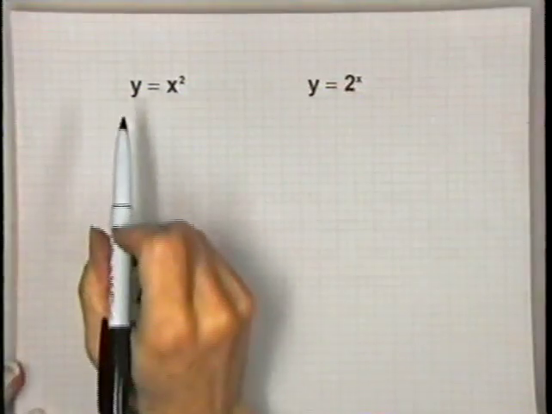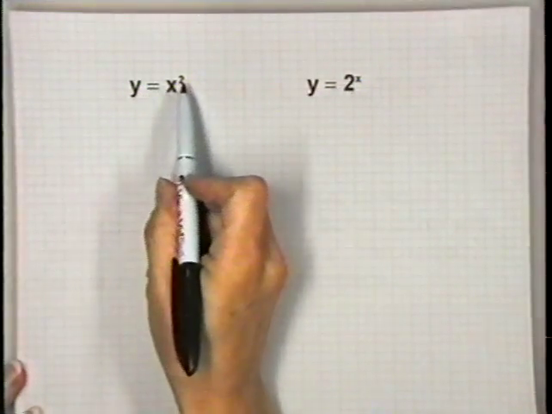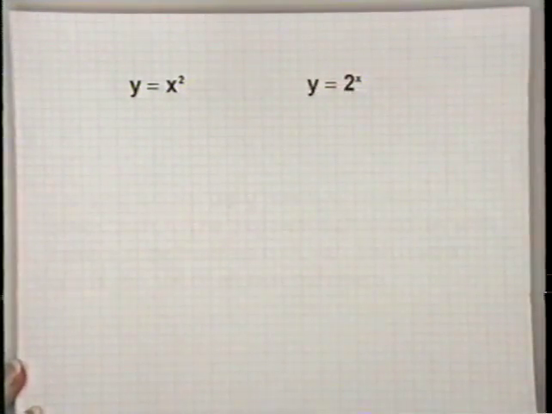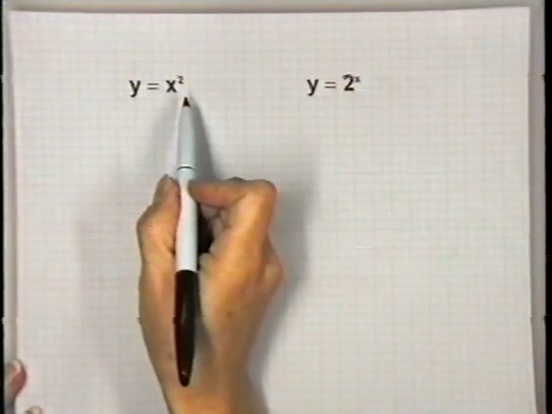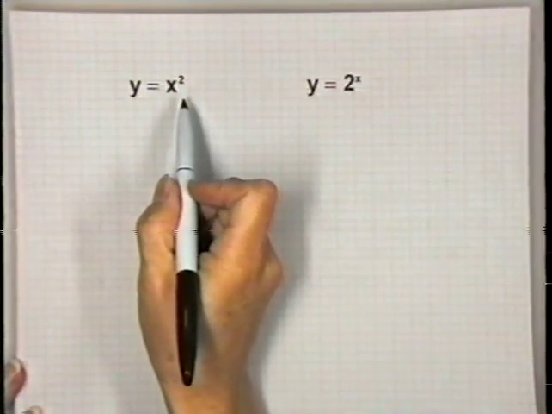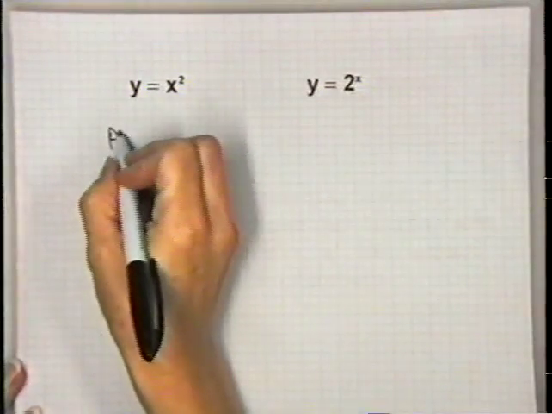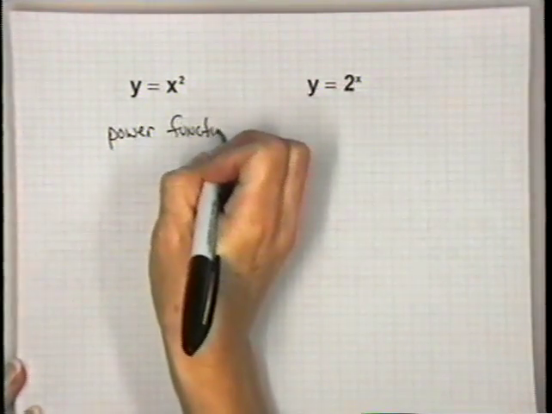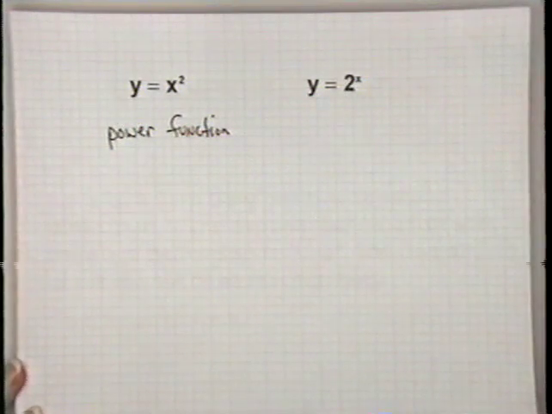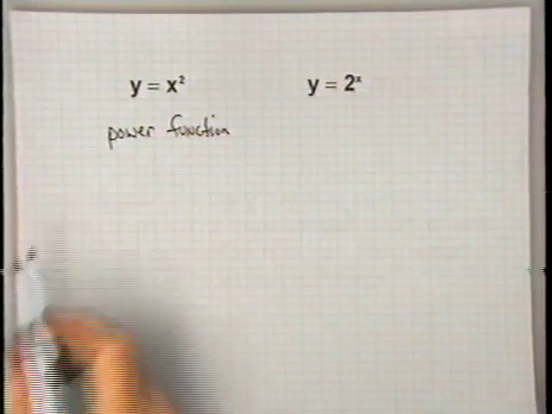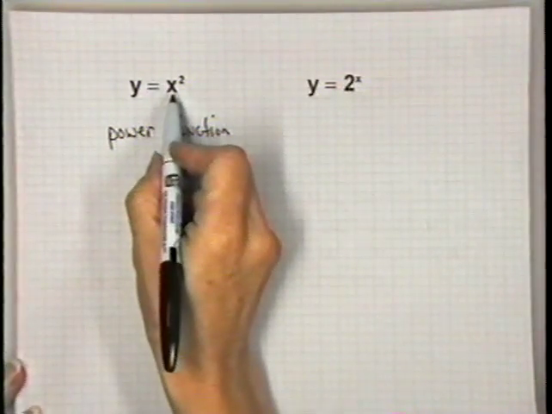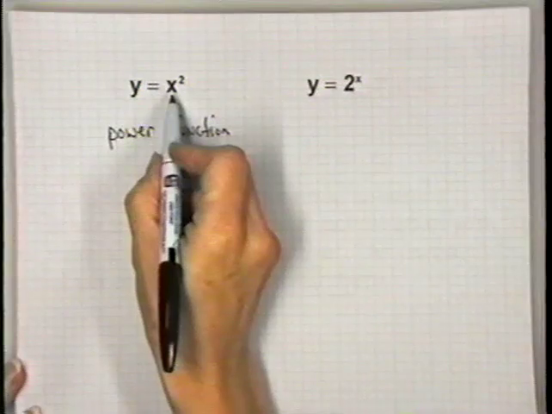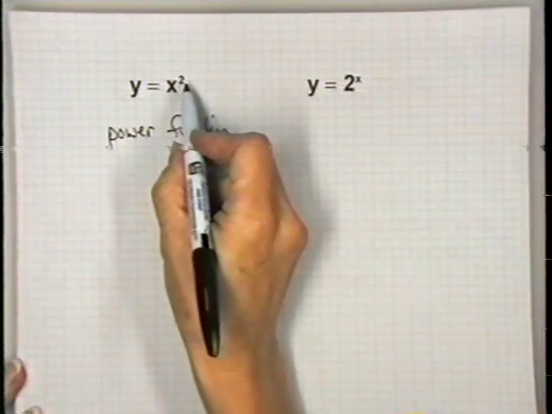You are already familiar with the function y equals x squared, aren't you? You have sometimes referred to this as a polynomial function, or perhaps you have also used the word power function. Let's look at the parts of this power function. In particular, what I would like for you to notice is that the variable x is the base and the constant 2 is the exponent.